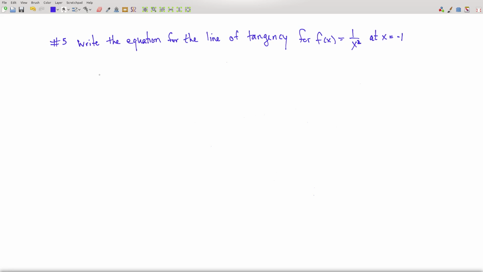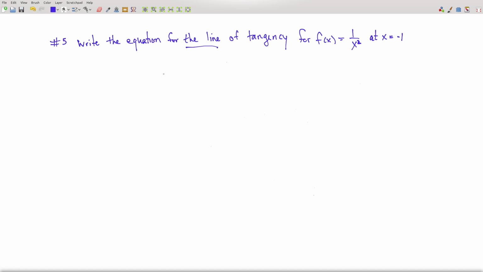Okay, we're looking at number 5 from the test. Number 5 says, write the equation for the line of tangency for f of x equals 1 over x squared at x equals -1. What is this asking us to do? First of all, it says write the equation. So in the end, we better have an equation of something. It wants us to write the equation for a line, and it's a line that does something very special. It's the line that is a tangent line to the graph of f of x when we're at x equals -1.